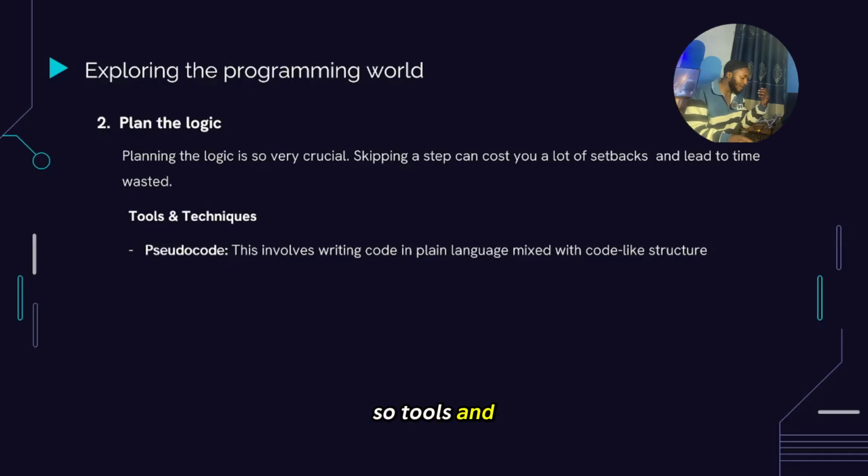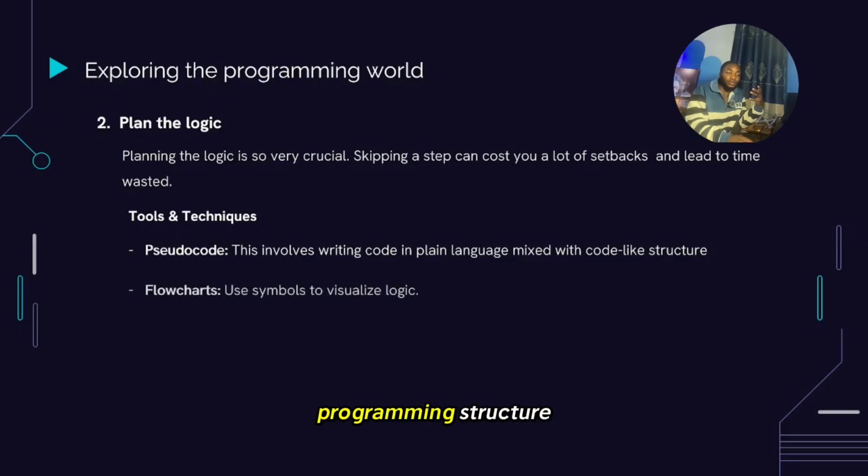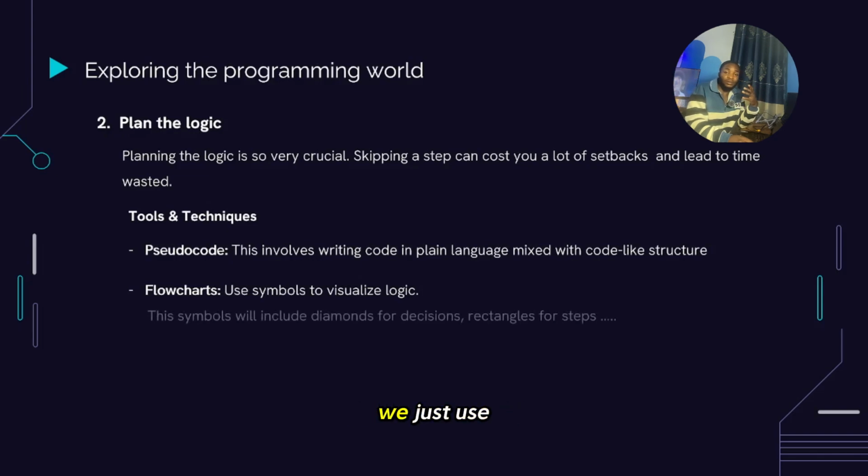So, tools and techniques that you can use to plan the logic. The first one that we'll see will be pseudocode. With pseudocode, it just involves writing code in plain English, or in your dialect if you choose. Here we don't focus on a complex programming structure. We just plan the logic with simple English, and then with a little bit of code-like structure, just a little bit.